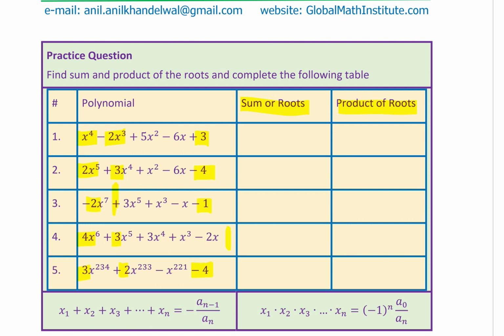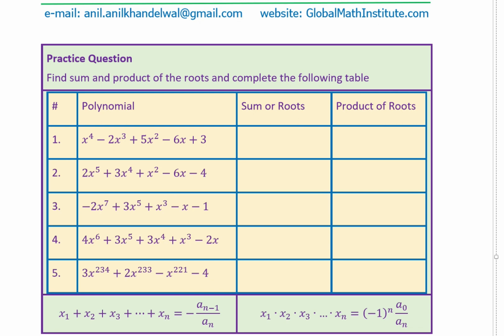Perfect. Let's look into it once again. Once you have done this exercise, you can compare your solutions with mine. When we talk about the sum of roots, we are saying it is the negative ratio of a_(n-1) over a_n. But when we're talking about the product of roots, it is (-1) to the power of n times the ratio of the constant term a_0 over a_n. Is that clear to you? Perfect. So we have to use this formula to get the answers.